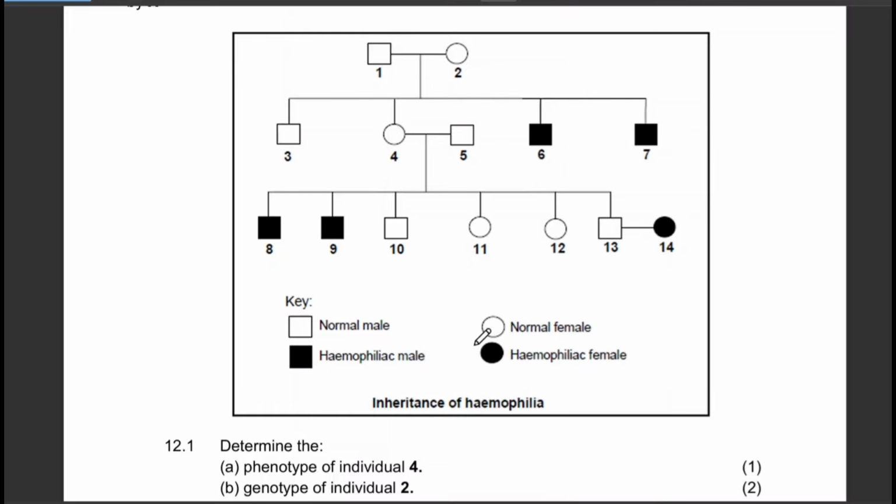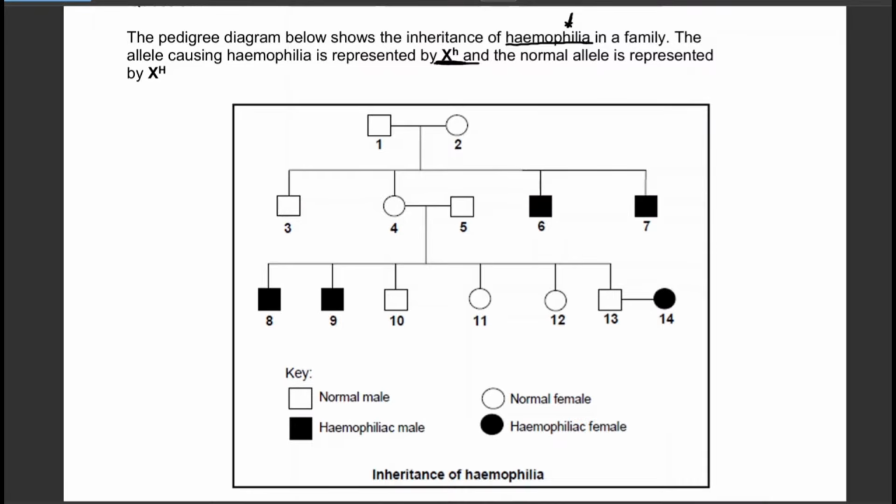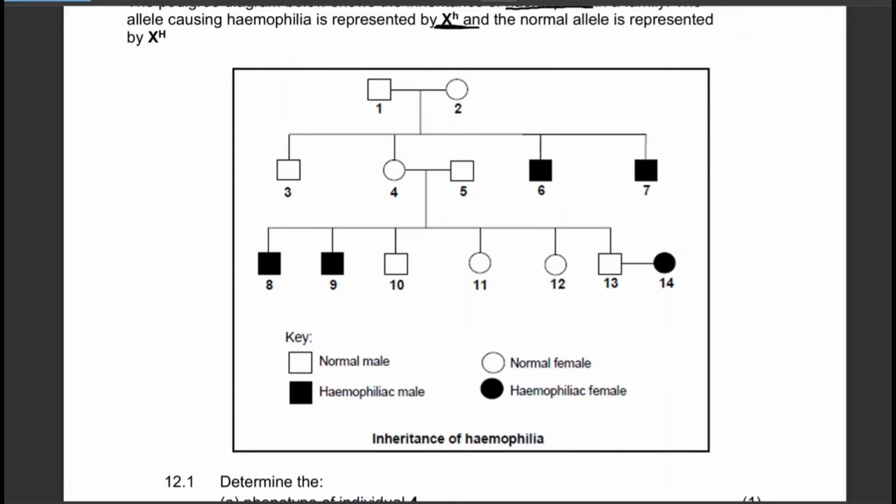Then in terms of females, normally represented by circles, the same applies. Non-shaded is a normal female, and a hemophilic female is a circle that is shaded. Now, when you are given this information that makes it obvious for you, my number one tip: use the information that you are given to try and write down the possible genotypes for both male and female, whether affected or not affected, right?